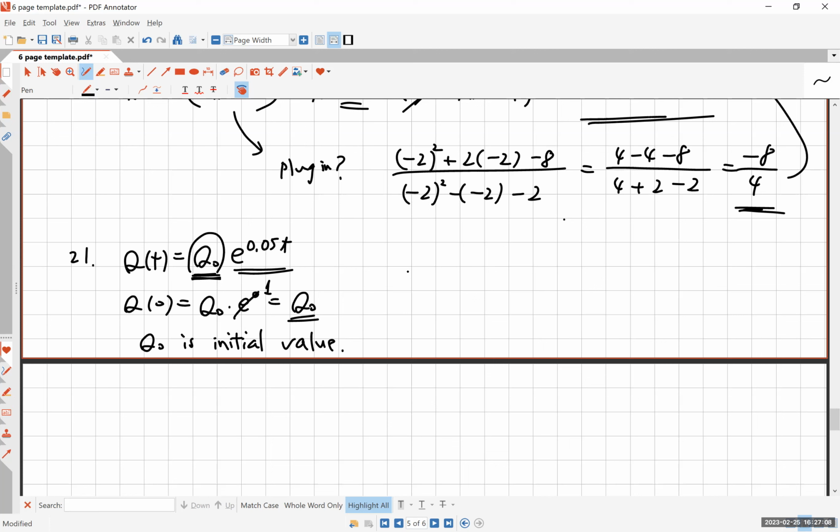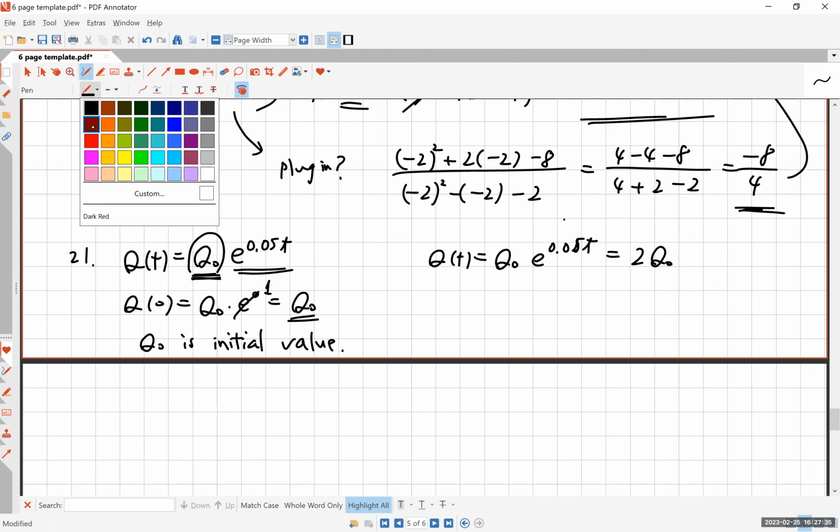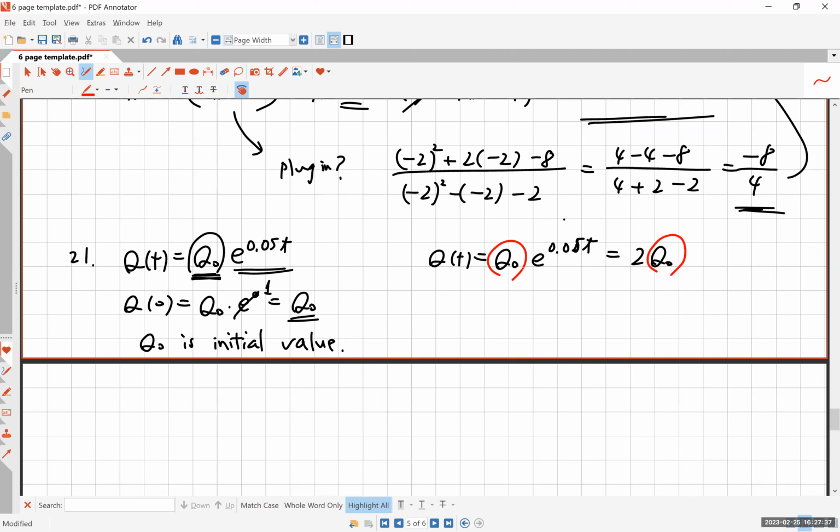Okay, so now the question says, explain what the Q naught is. I just did. Determine how long it takes for the rabbit population to double. We're looking for the doubling time. Now, what happens is you want Q(t) to be, by the way, that is Q naught times e to the 0.05 t, and you want this to be twice the original population, which you can write as 2 times Q naught. And then you discover that it doesn't really matter what that Q naught is, because both sides have Q naught in it.